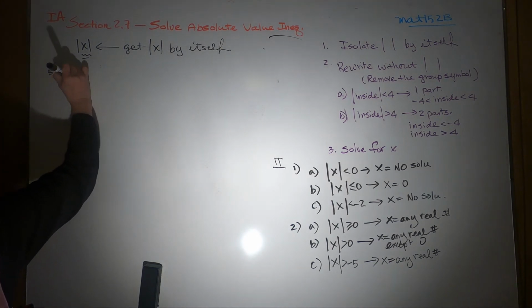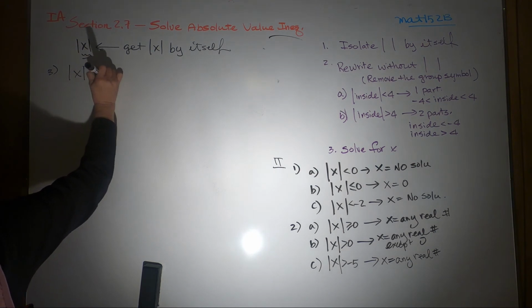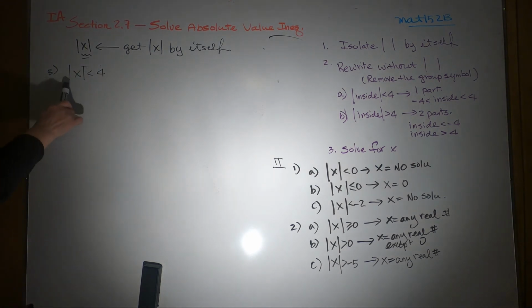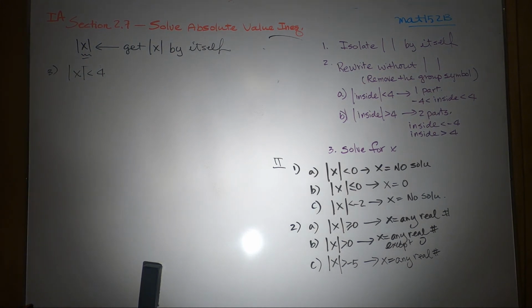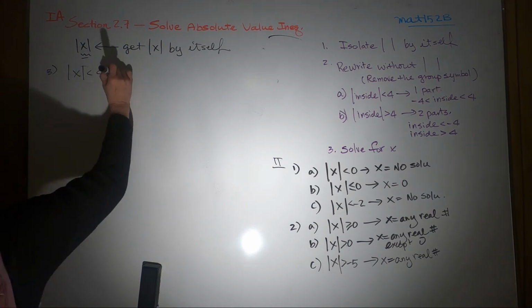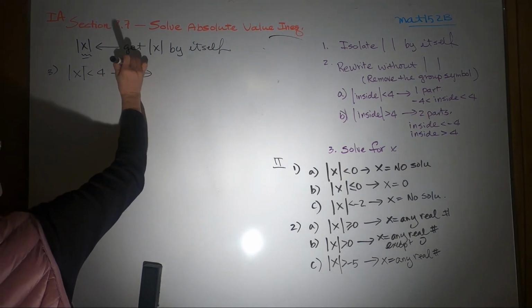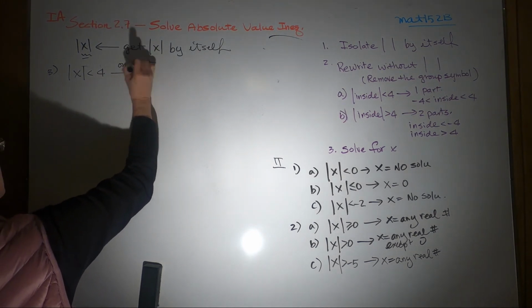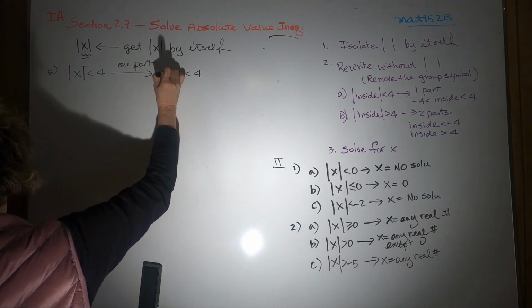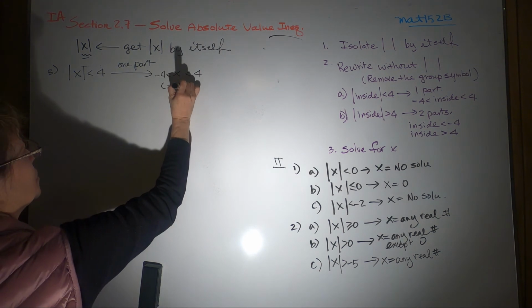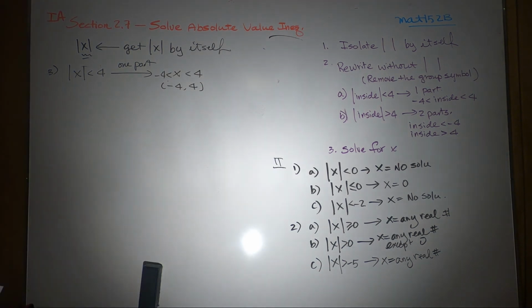Then for this one, absolute value less than 4. Just a single one by itself, less than 4. What do you think? Should we have 1 part or 2 parts? We did earlier, we should have what? 1 part, right? It's between 4 and -4, right? Or we write it this way, right?